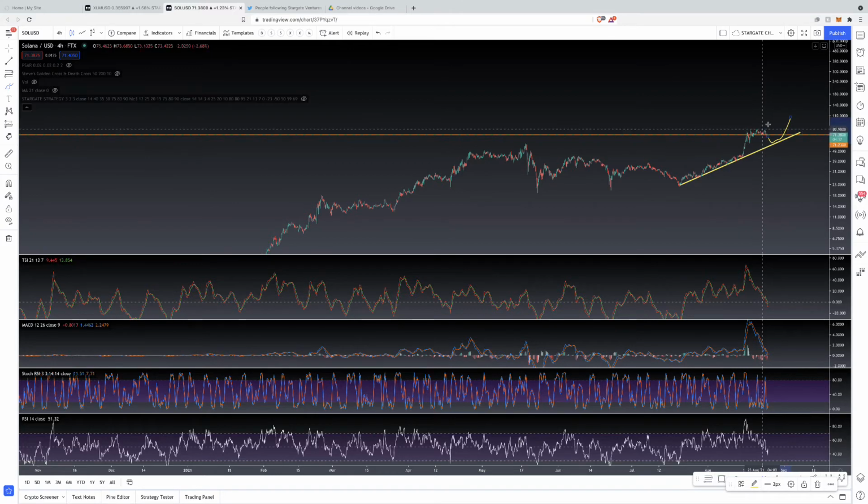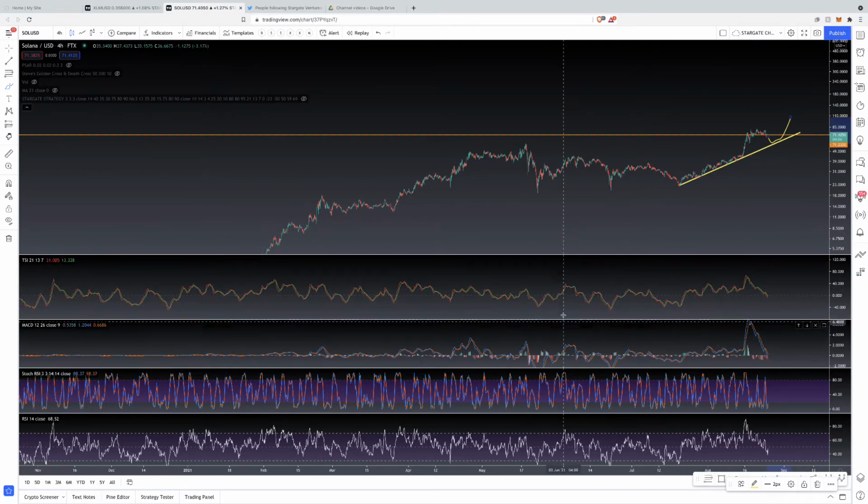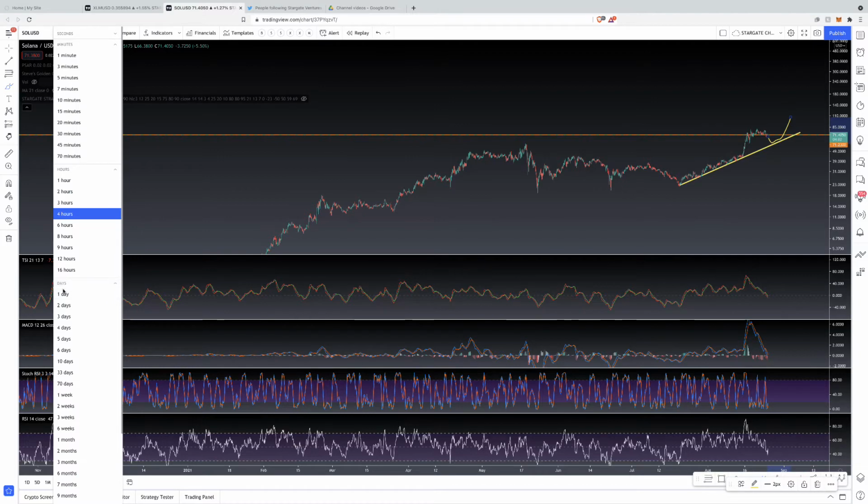I see around like $150 from Solana later this year, but maybe it has to come back down, test this previous top before around $58 before heading higher. But we're going to keep an eye on it. And then we can go out to the bigger time frames.